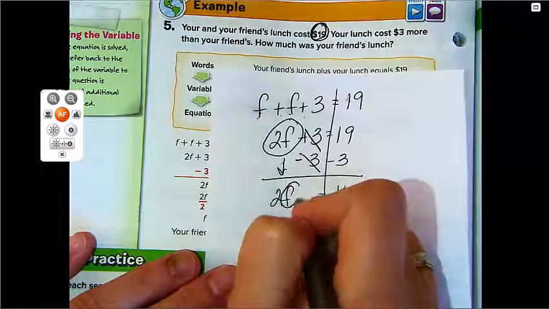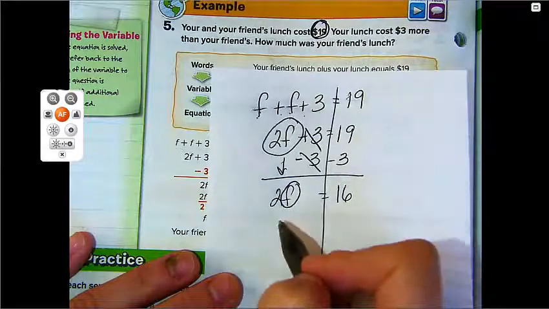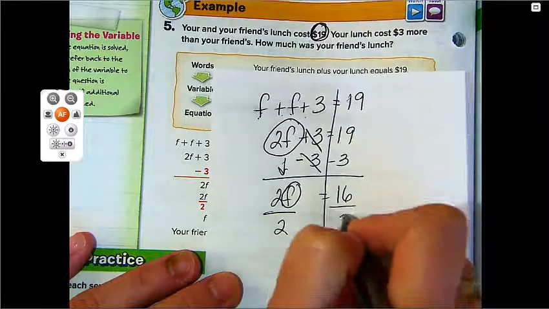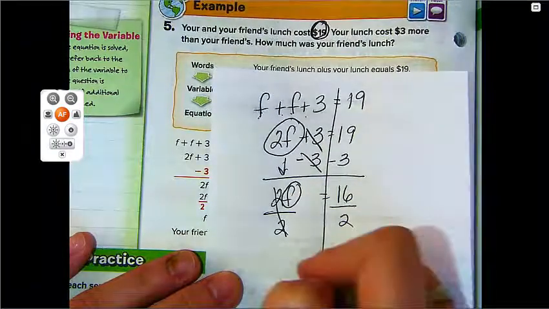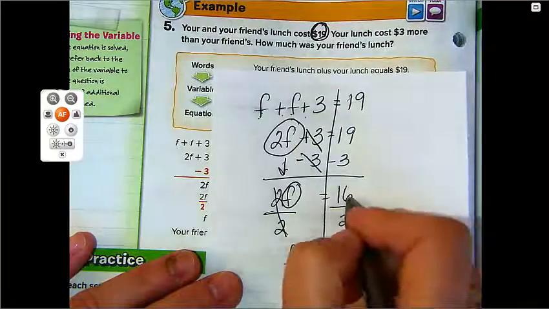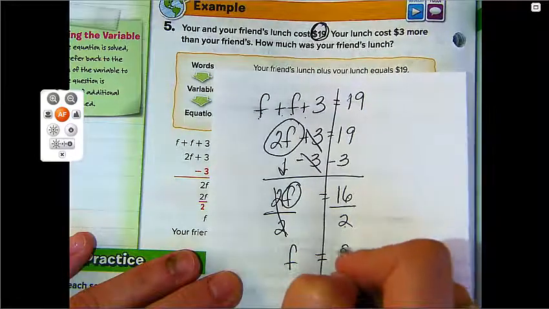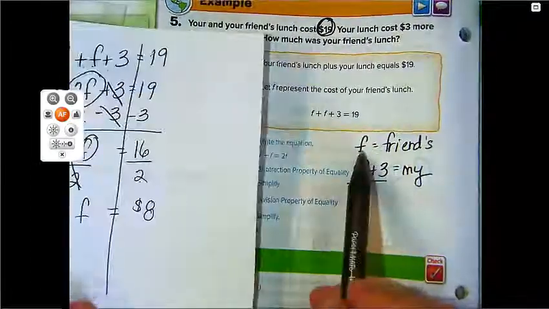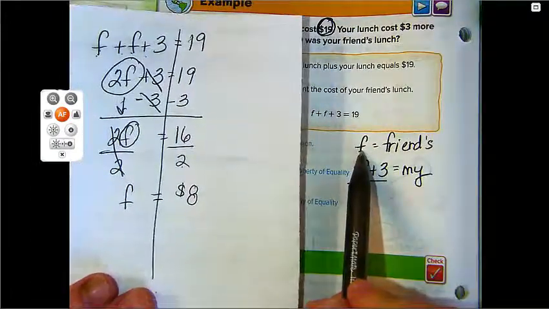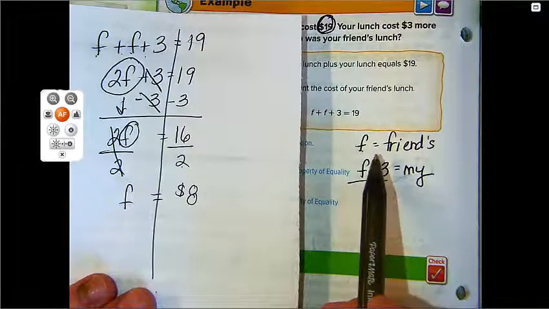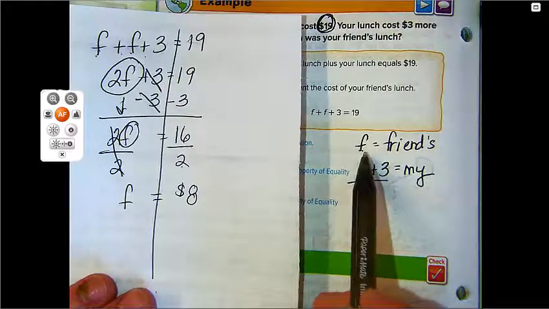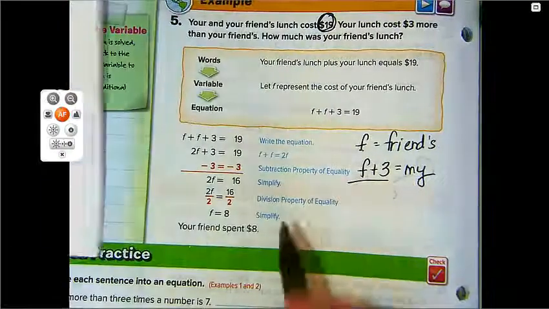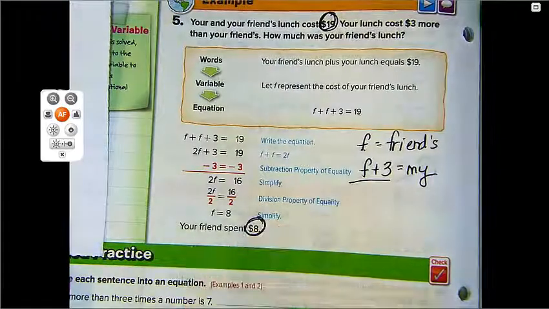Now I want to get this letter by itself. So I have 2 times F. I'm going to do the opposite of times, which is divide. So I'm going to divide both sides by 2. Those 2's are gone. I'm left with an F. 16 divided by 2 is 8. So I now know that the F is 8. Now, is that mine or is that my friend's? Well, hopefully you can look at your key here, and F by itself was your friend's. So my friend's lunch cost $8. This is how much my friend spent.